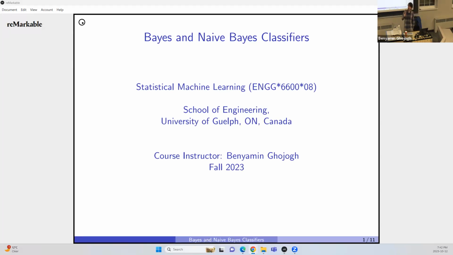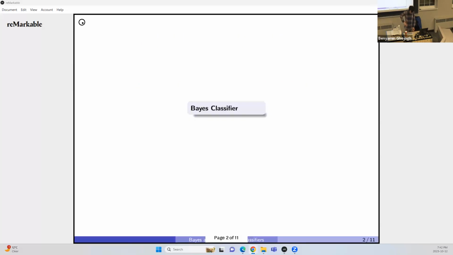As you see, we are covering fundamental classification algorithms these days. We covered regression. Now we are covering fundamental classification algorithms: Bayes and naive Bayes classifiers. First, let's talk about the Bayes classifier.